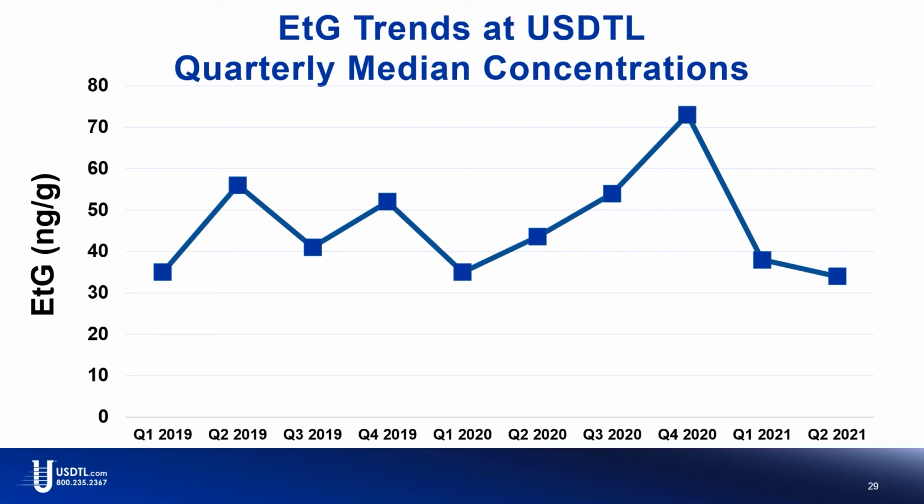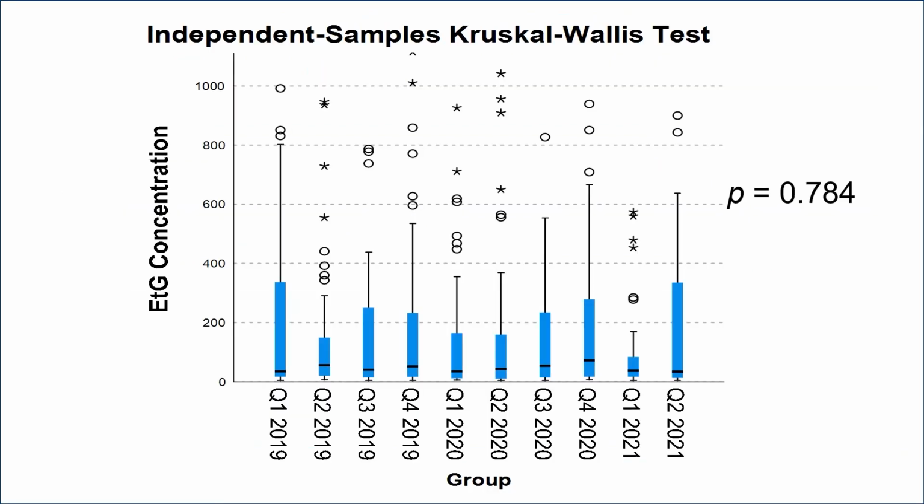So the follow-up question to the previous chart is, was that increase during 2020 a statistically significant observation? So the appropriate test for this is a Kruskal-Wallis test for independent samples. And what we're seeing here with the p-value at 0.784 is that no, it is not a statistically significant difference, and that chance does explain that to a great degree.